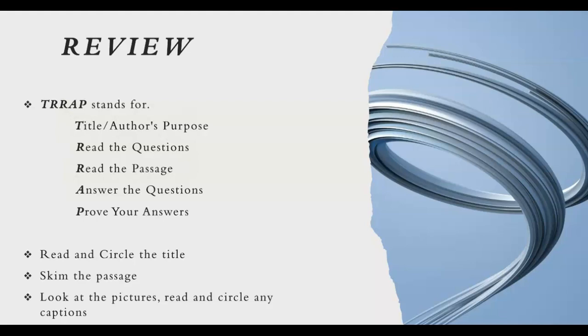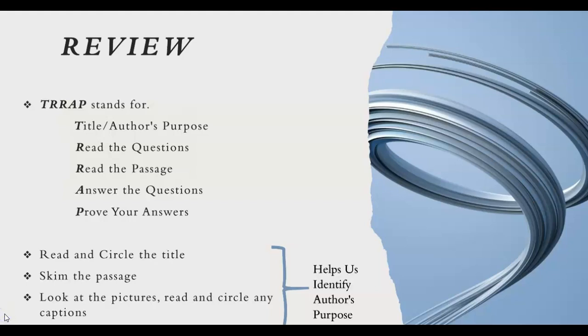Then after we skim the passage, we're going to look at the pictures, read and circle any captions, and all those things help us identify the author's purpose, which we're going to predict and put at the top of the passage. Because as we know, those STAR tests always have questions about the author's purpose and what the pictures and text features include as well. So let's not get tripped up by those old test questions.